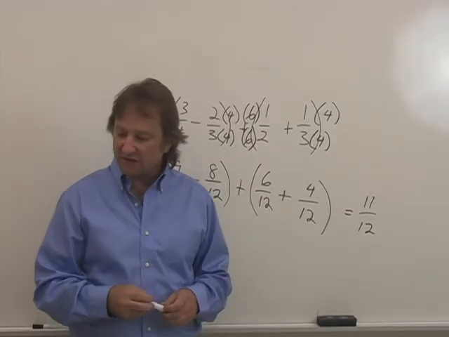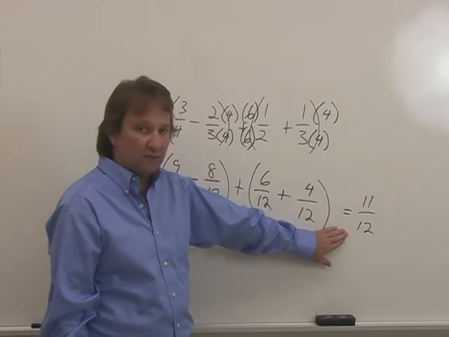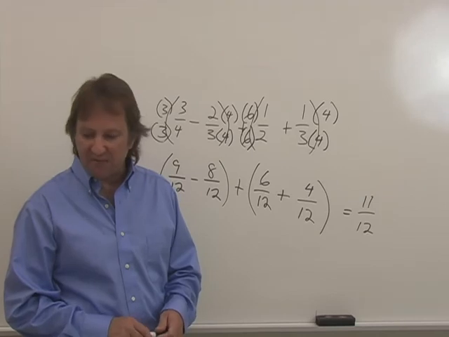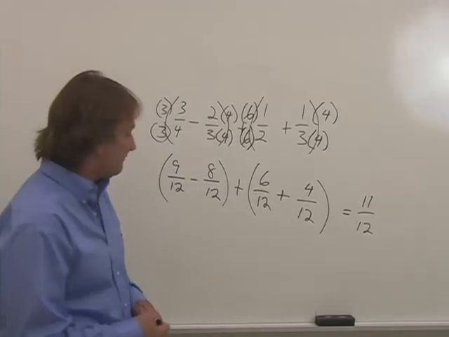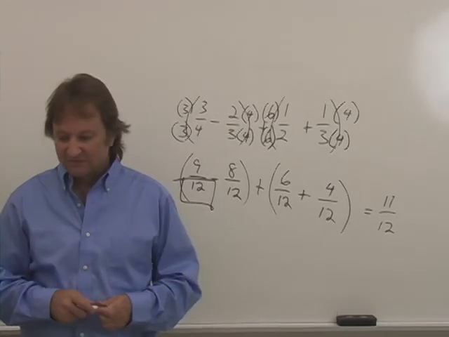Now be careful in answering this problem because it doesn't ask for the whole answer. It's asking what was the final denominator. So the answer to problem number 3 is 12. The common denominator of 12. And that's that.